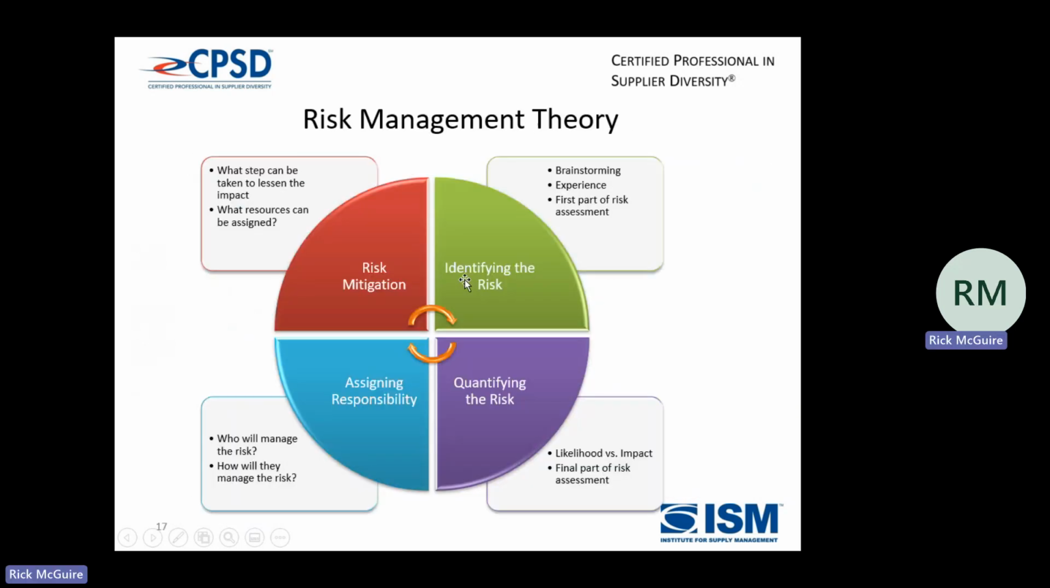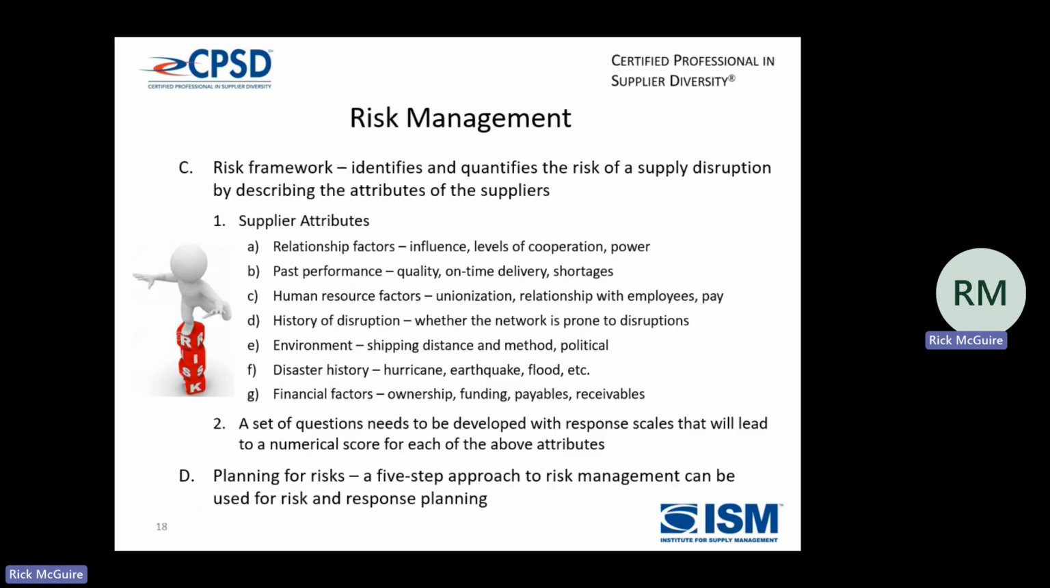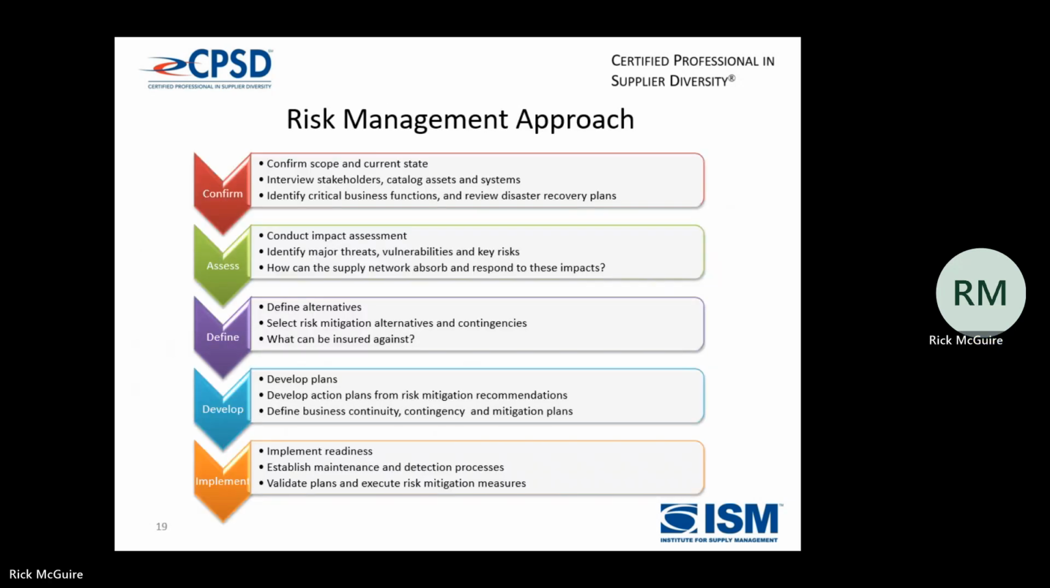So although this is your risk management theory, this is your risk response planning. Confirm the scope, interview stakeholders, identify the risks, conduct an impact assessment, and this is the 1 to 10 Likert scale. How bad would it be if it happened? Define alternatives, develop plans. When you're defining alternatives, you're coming up with ways to lessen the risk. Then you develop plans to lessen those risks, and then you implement readiness.